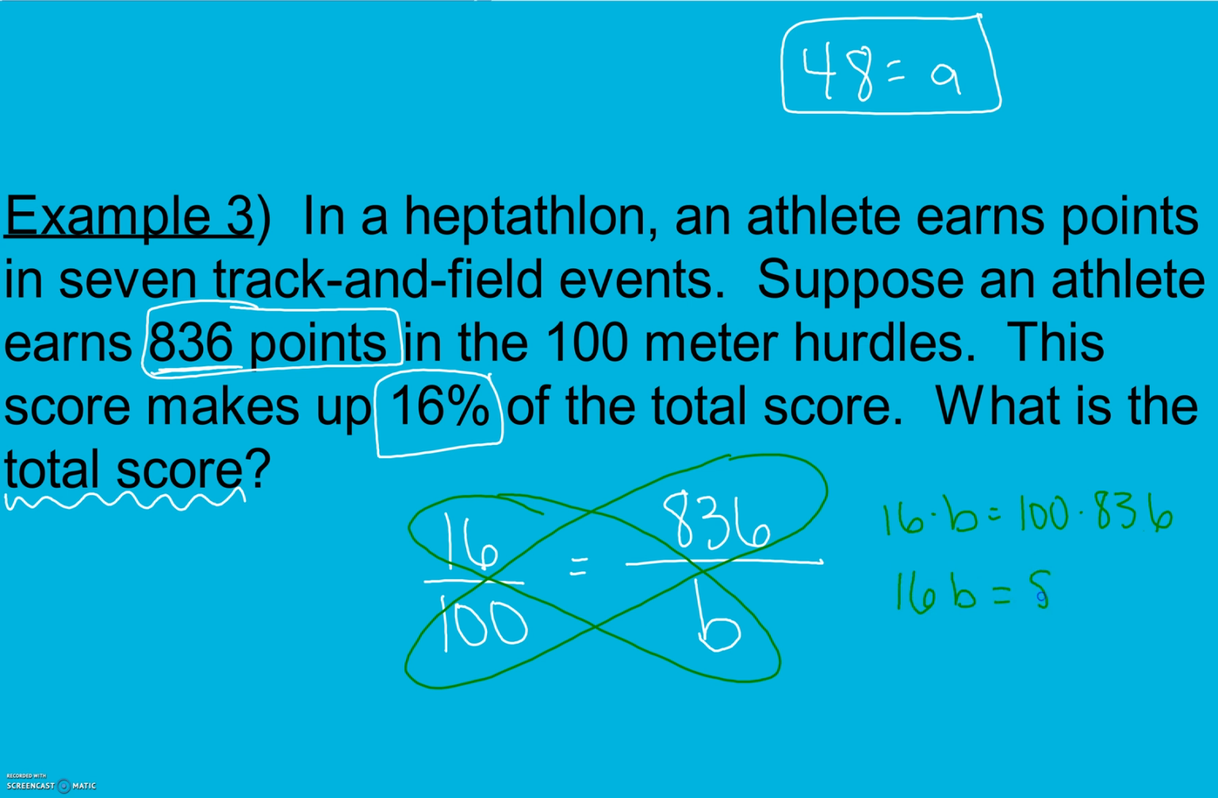16B equals 83,600. Go ahead and divide by 16. That gets us B by itself. And we get 5,225 points. And again, here we're looking for the total score. It's in points. We don't label it as a percent because we're not looking for a percent.